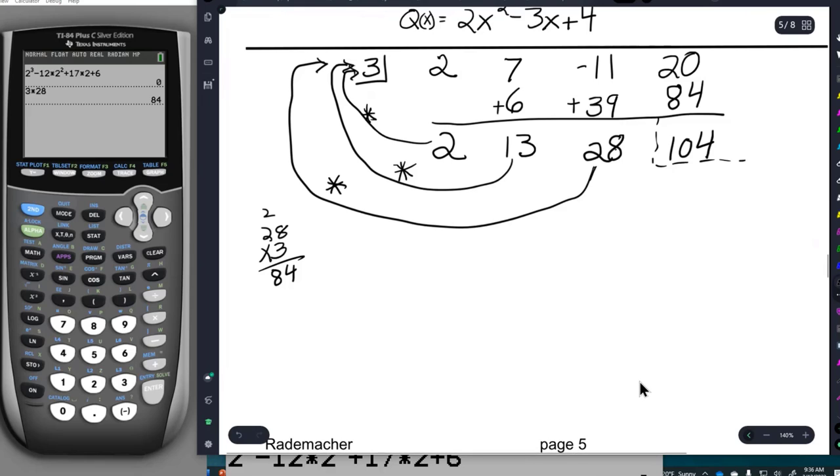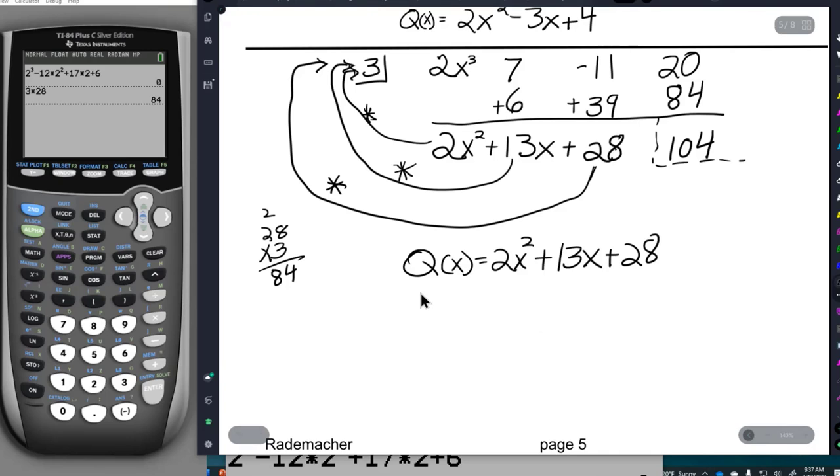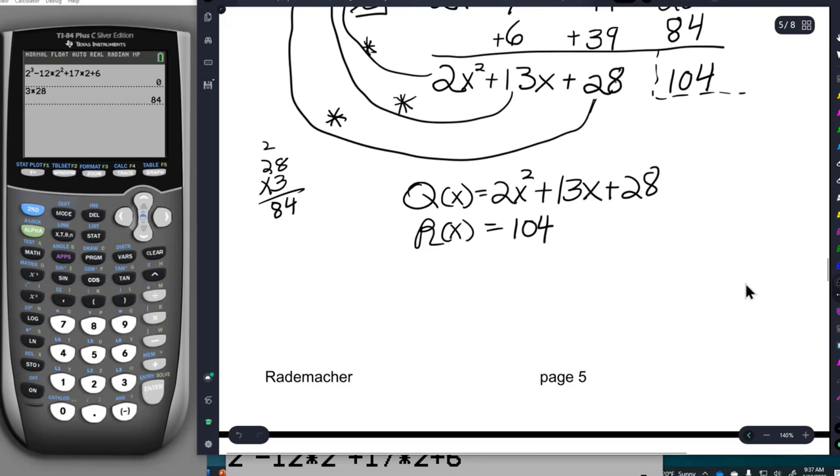However, there is a quotient and there is a remainder. This started out being 2x to the third. So when I'm done, I've got 2x squared plus 13x plus 28. That's my quotient. And my remainder is 104.